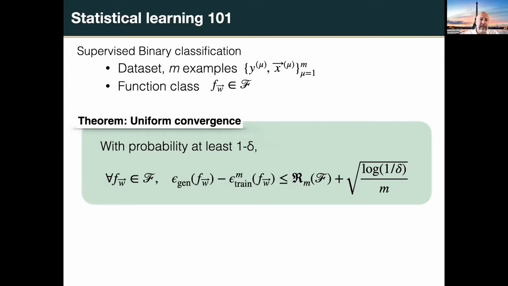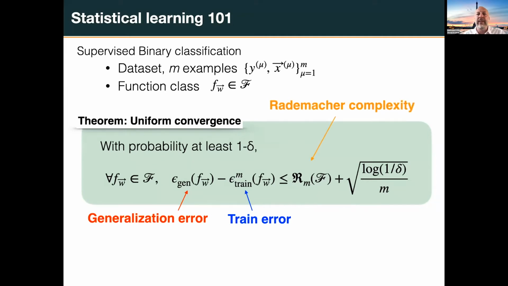One of the most important theorems that we have in statistical learning is uniform convergence. There are many forms of this. One of them can be expressed as follows. With high probability, the generalization error minus the training error, the difference between these two, is bounded by this object called the Rademacher complexity plus a little correction.